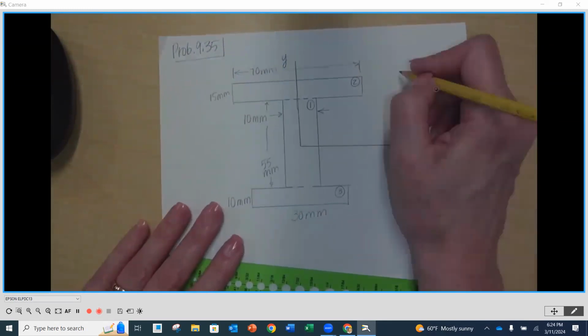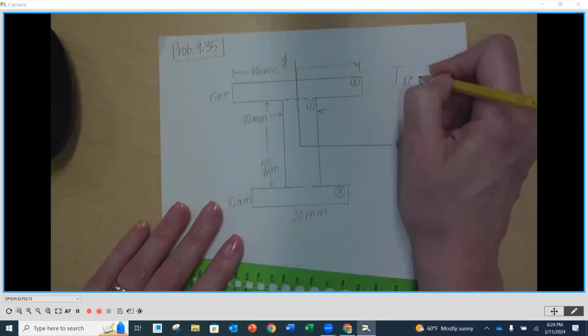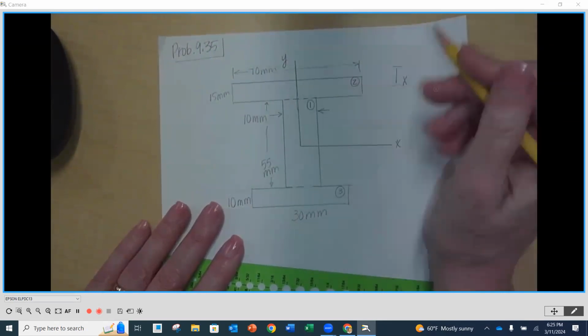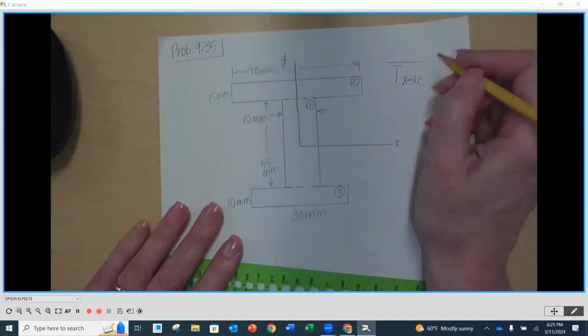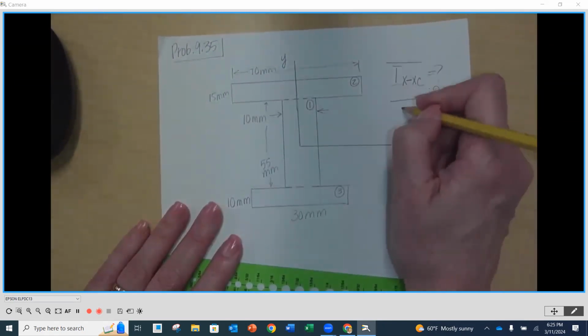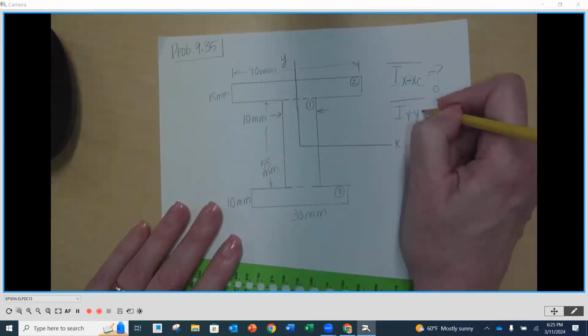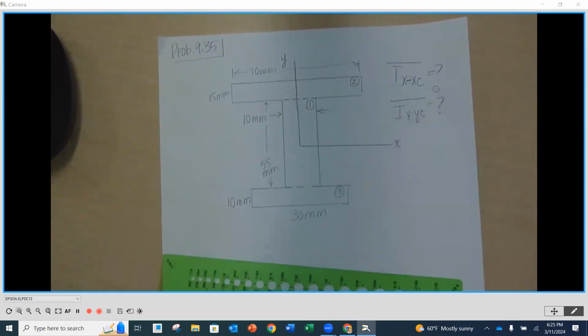And what we want to find is going to be our Ix-x, of the centroidal axis of the entire part. And then we want to do that very same thing for Iy-y, centroidal. We want to find that, and that's of the entire composite. So we have to find the centroidal moments of inertia about each of the individual shapes. So there's going to be 3 of them, and then we'll add those in.